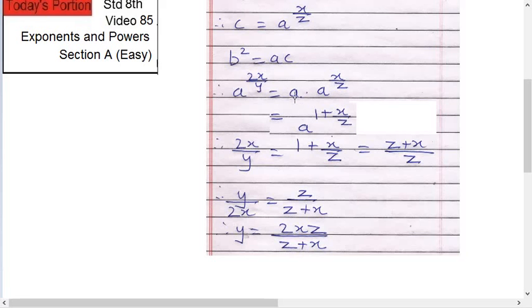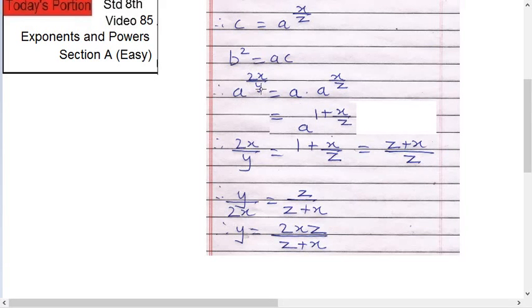So solve this right hand side. It becomes a raised to 1 into a raised to x upon z. So it becomes a raised to 1 plus x upon z, right? Formula: x raised to a into x raised to b equals x raised to a plus b, right? That formula.